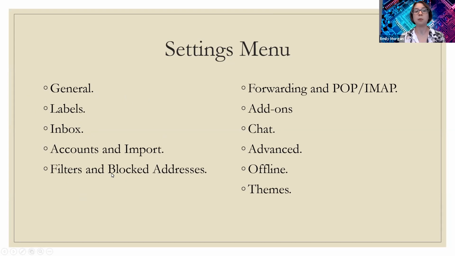Anytime you've blocked an address or sent an address to spam, that's where it's going to appear in your settings, right here in that blocked area. You've got forwarding and POP/IMAP. That's adding different email accounts to your Gmail. Sometimes you have the option of adding another email so that you can merge the accounts or see different accounts at the same time.